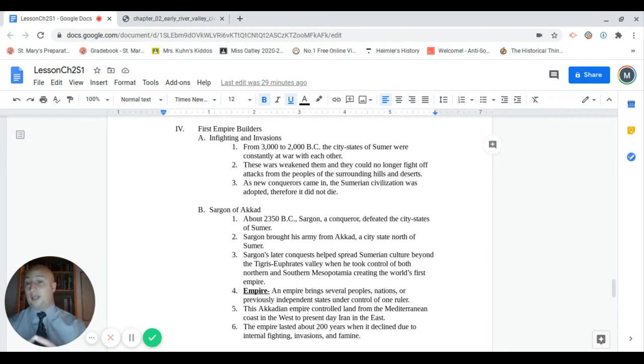So you have a civil war. They're constantly fighting against each other for resources, for land, for water. These wars eventually weakened them to the point that they could no longer fight off attacks from outsiders. Okay, so they're fighting within each other. They're having a civil war. There's infighting, you could say, in Sumer. Even though they didn't see themselves as Sumerians, they still historically were infighting.